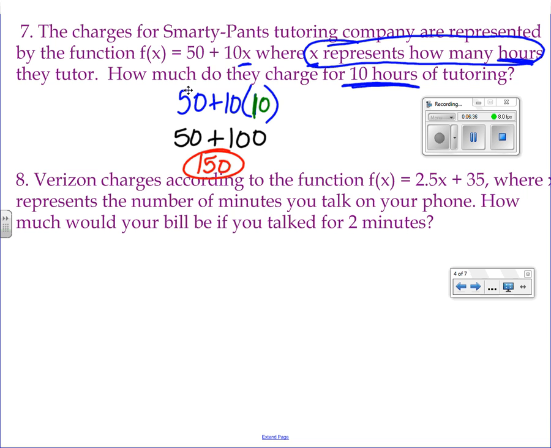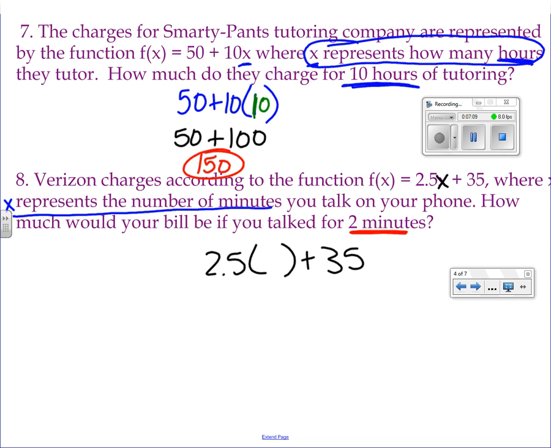Number 8, Verizon charges according to the function f of x equals 2.5x plus 35, where x represents the number of minutes you talk on your phone. How much would your bill be if you talked for 2 minutes? I know it's kind of hard to see because it got cut off, but x represents the number of minutes. So let's build our frame. So in the x spot, I have to put in minutes. Well, how many minutes did I talk? I talked for 2 of them.